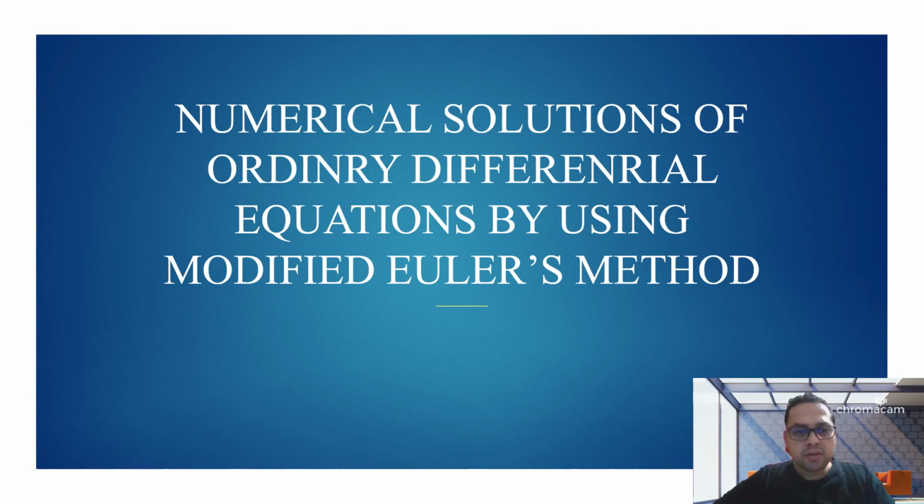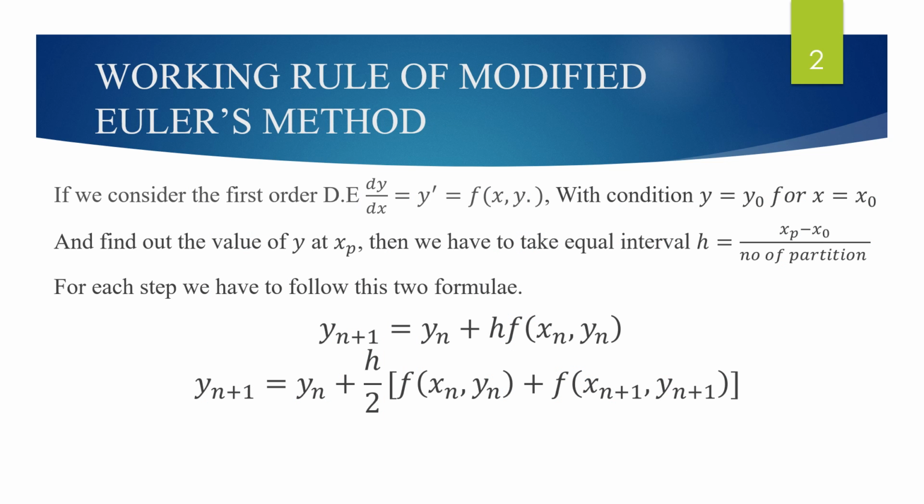Hello everyone. Now we are going to study the numerical solution of ordinary differential equations by using the modified Euler method. If we consider the first order differential equation dy/dx = f(x, y), with the condition y = y0 at x = x0, and we have to find the value of y at x = xp.